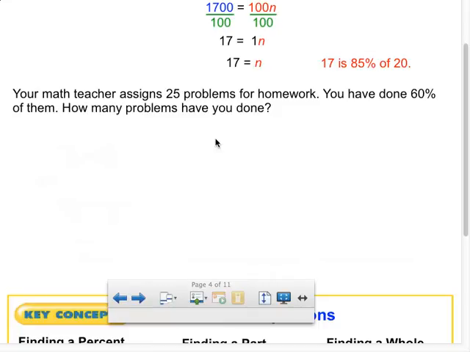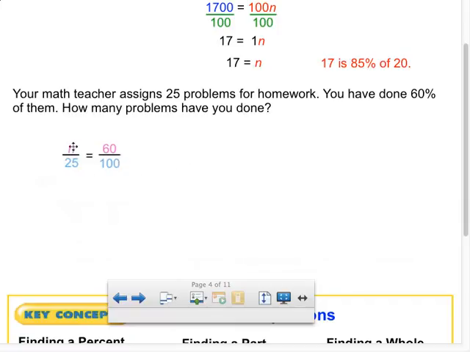Trinity. What is it? N over 25. Very good. We don't know. We know that we did 60% of the problems. We don't know what it is. We're going to figure it out. So it's n over 25. 25 is all of the problems all together. Okay, and then 60%, 60 per 100.